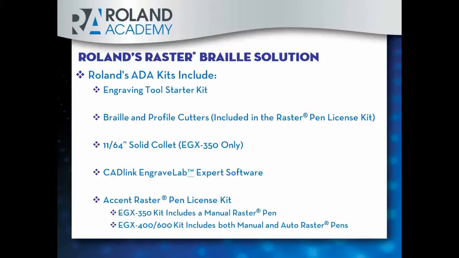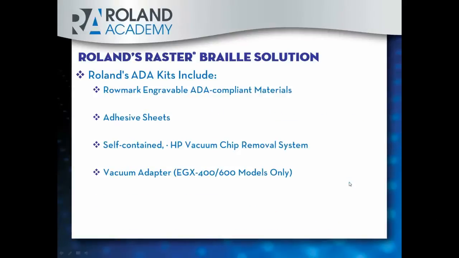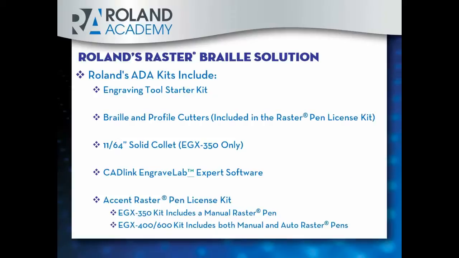Now, the ADA kit includes an engraving tool starter kit, which is a number of different cutters for other engraving work. So, you know, for doing name tags, trophy plates, things like that. So we actually include an engraving tool starter kit. The braille and profile cutters are included with the raster pen license kit. The appropriate collet for the 350. We also bundle the Engrave Lab Expert software.